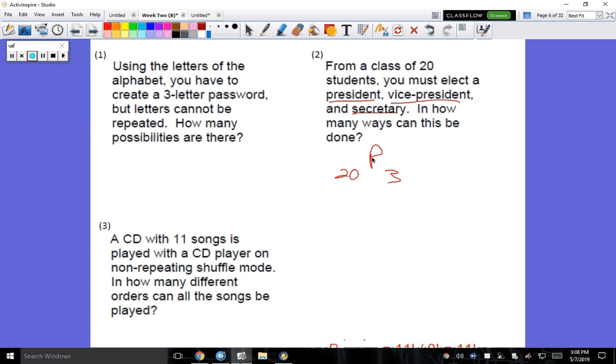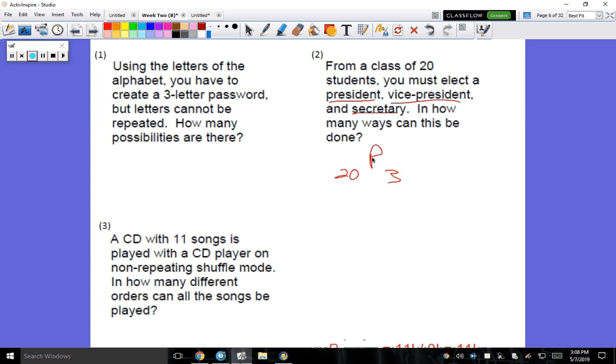Can someone tell me why this is going to be a permutation? Yes, I heard it from all of you. For one, you're not selecting the same person for more than one position. That's huge. Once that person has been picked for a position, they're done. They cannot be picked for vice president as well. And then the other thing is order matters. I'm not picking the secretary and then the vice president and then the president. I'm picking in a specific order, where order does matter.